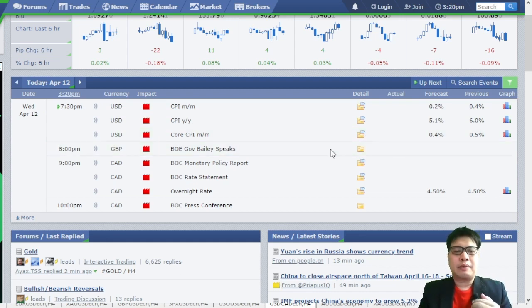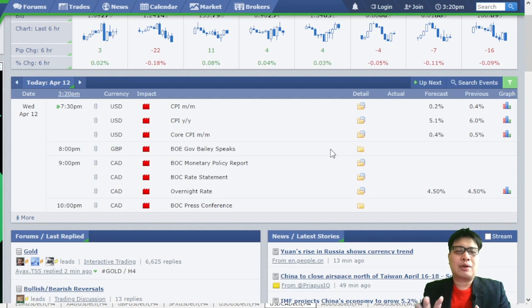We will also have, from the UK, Bank of England Governor Bailey speaking. It will be different from the inflation condition, but it might affect the pound sterling if he mentions anything about the economic condition.